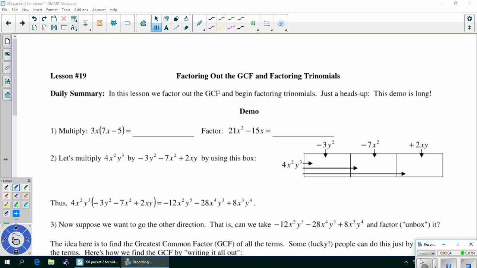Lesson number 19, daily summary. In this lesson, we factor out the GCF and begin factoring trinomials. I will define GCF soon, it's greatest common factor. Just a heads up, this demo is long.